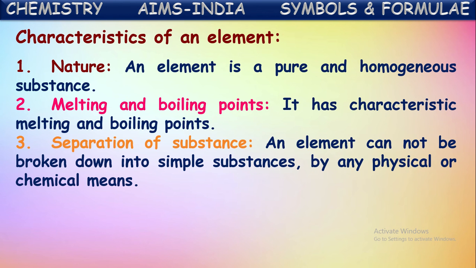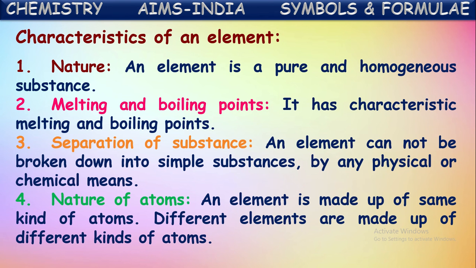Separation of substance. An element cannot be broken into simpler substances by any physical or chemical means. So if you take an element like carbon and break it into small pieces, it is still called carbon. If you break it into even smaller pieces, it is still called carbon, because it will be made up of only carbon atoms. It cannot be changed into any other substance by breaking into simpler pieces. That is called an element.